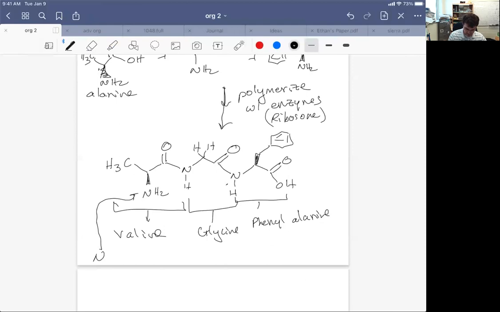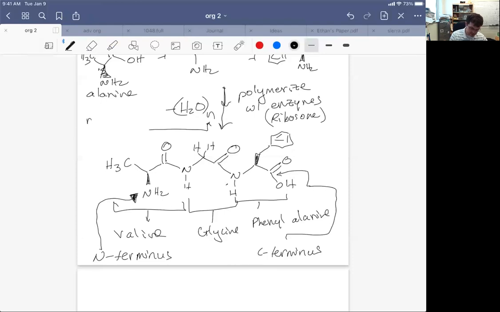This is the end with the free NH2. That is our N terminus. And that's in contrast to our carboxyl end of our polymer. That is the C terminus. Now for this polymerization to occur, we're going to lose as many H2Os as we have amino acids minus 1, where N is equal to the number of amino acids minus 1. So if we have 3 amino acids to build up our polymer, we're going to lose 2 water molecules, and each of those water molecules results from formation of an amide.